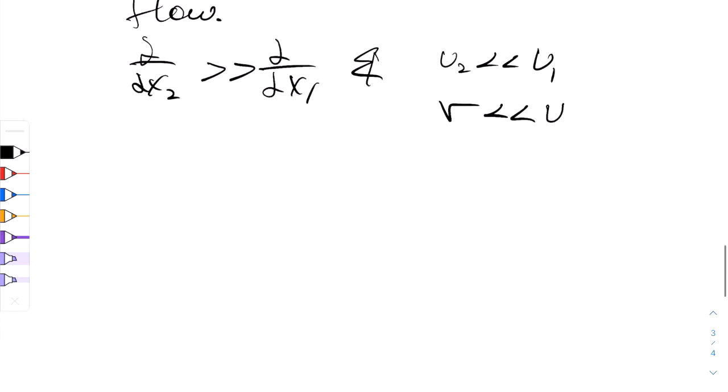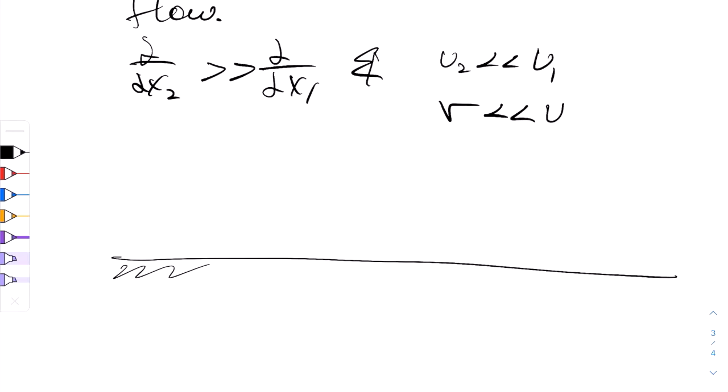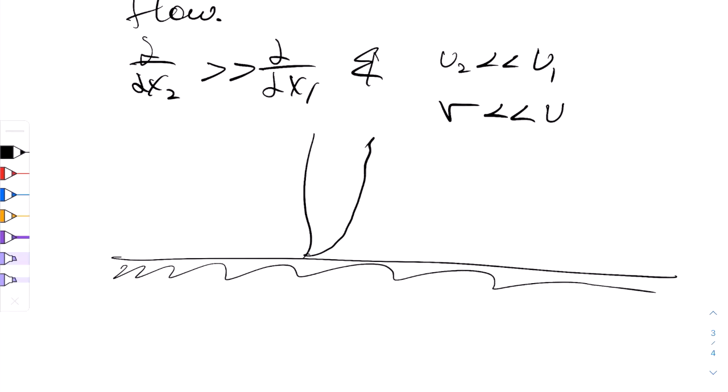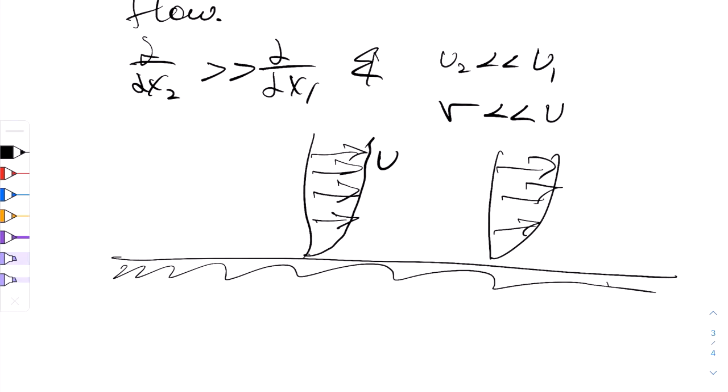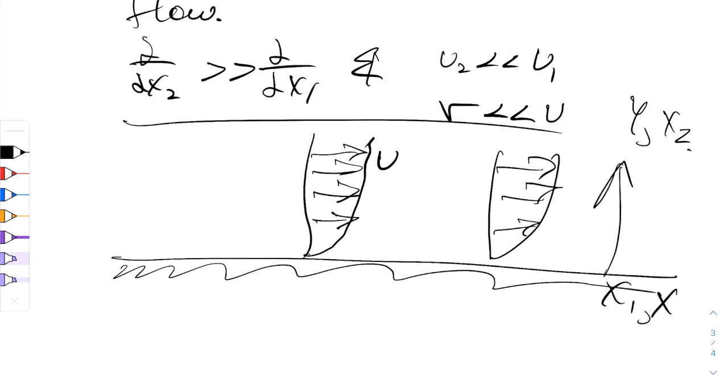So the boundary layer, remember, is like on a plate, and there's some boundary layer profile. It looks like this. And you can see u is much bigger than v. And of course, the profile changes very little in the x1 or x direction. And of course, this is the y or x2 direction. So that's what our assumptions are for the TKE equation, the K equation, in the boundary layer.